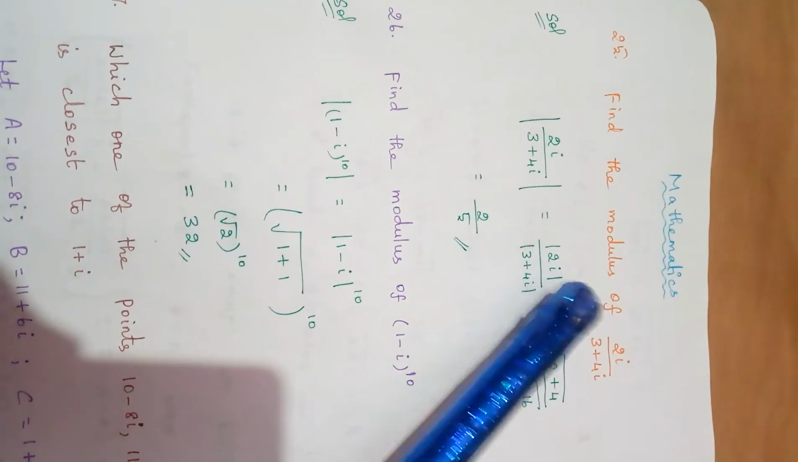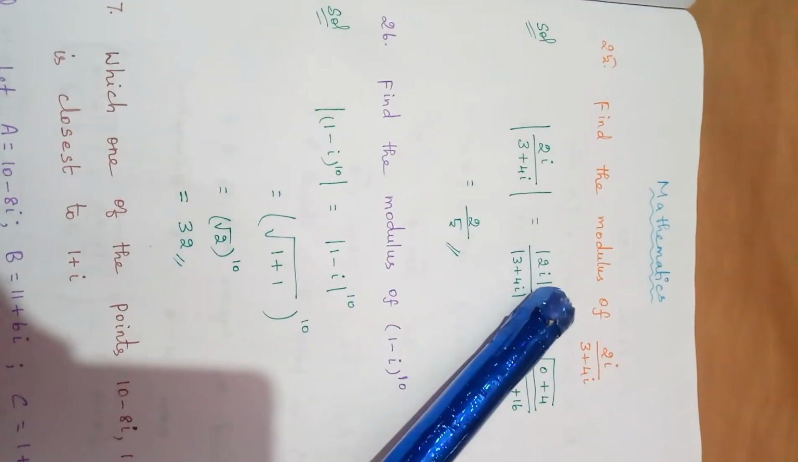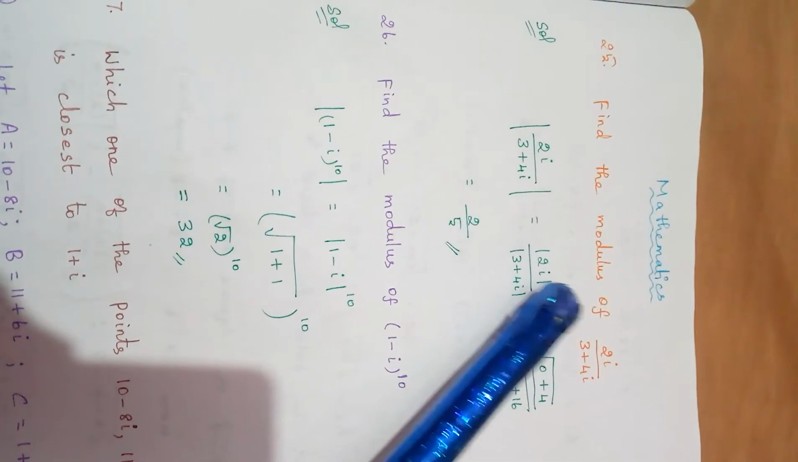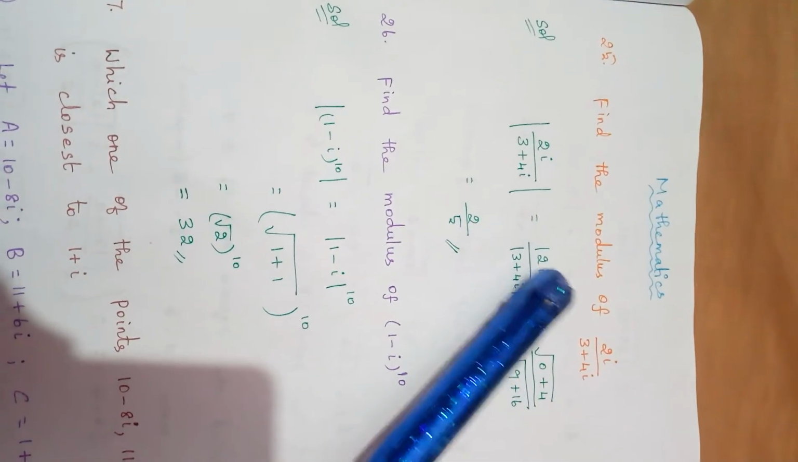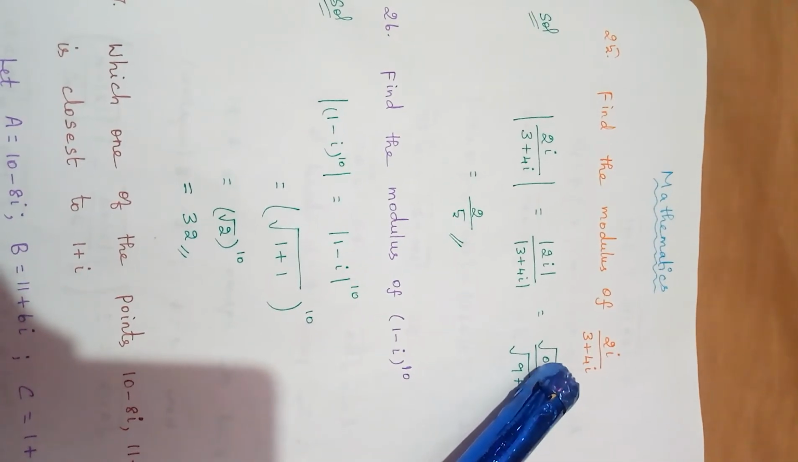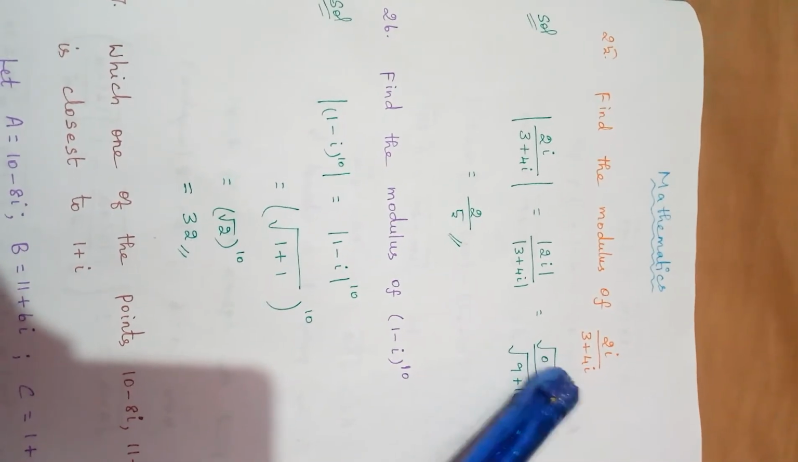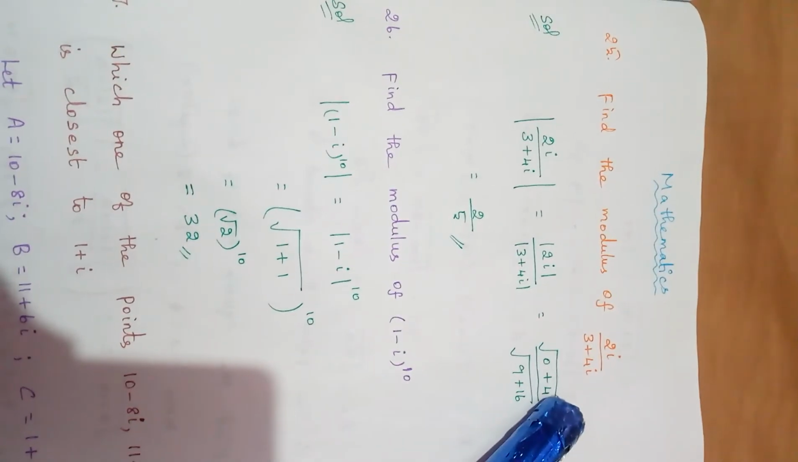What is a in this 2i? Actually, is 2i a complex number? Yes, definitely it is a complex number. What is the real part? 0. The imaginary part is 2. So root of real part 0, squared, 0 only, plus imaginary part 2, squared, the answer is 4.